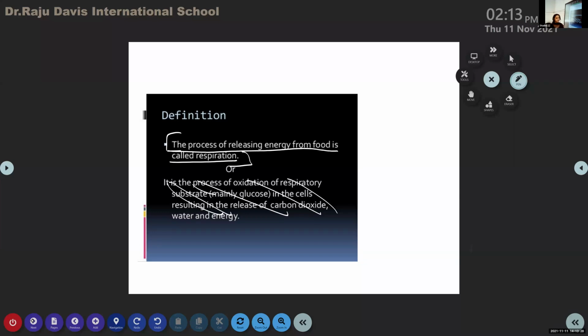Okay, then how is the energy released from the food? Energy is released from the food by the process of breakdown of the food. Okay, and how is the food broken down? With the help of whom? Oxygen. With the help of oxygen, and the oxygen is present in the air. Okay, and how is this oxygen obtained for the cell?